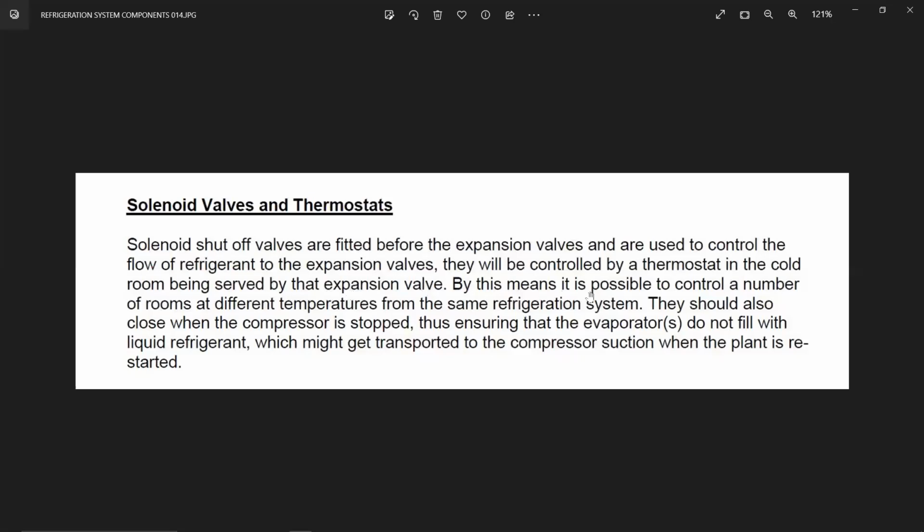By this, it means it is possible to control a number of different rooms at different temperatures from the same refrigerant system. They should also close when the compressor is stopped, thus ensuring the evaporator is not filled with liquid refrigerant, which might get transferred to the compressor section when the plant is started.